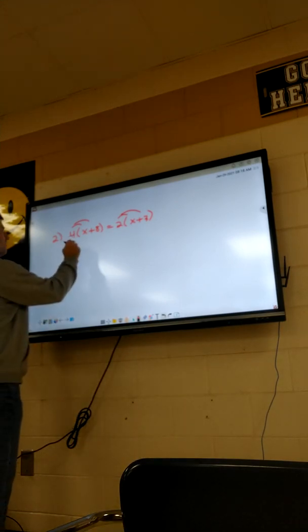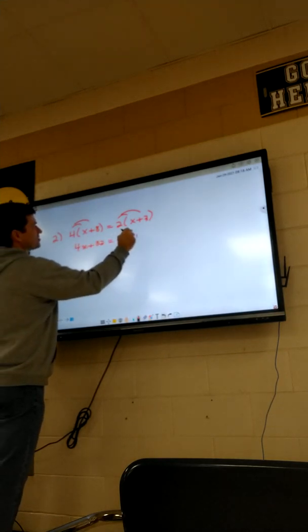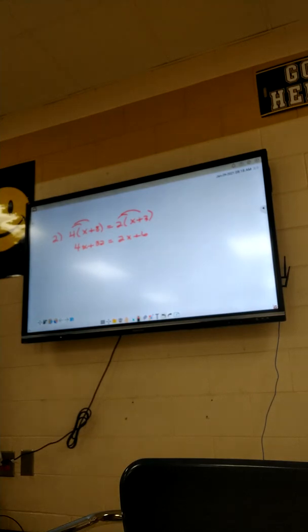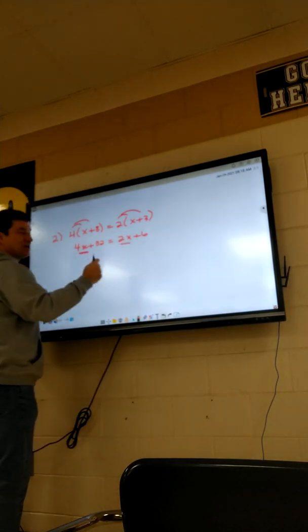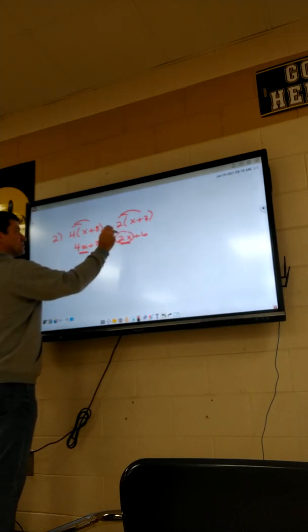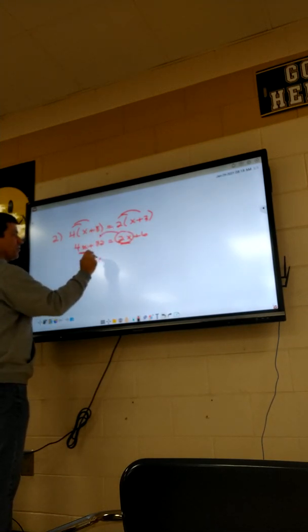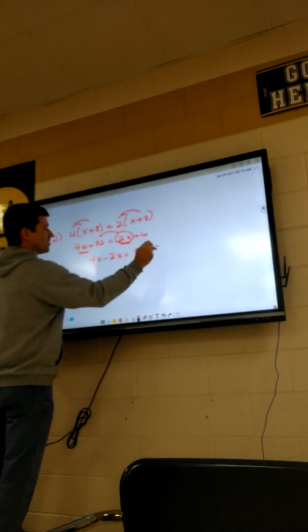All right, so y'all should have 4x plus 32, 2x plus 6. Y'all let me know if I need to slow down. We good? Now, what do I have to do with these two x's? I got to get them on the left side so I can add them up. So I got to subtract 2 when I move it over. It'll be 4x minus 2x and 6 minus 32.